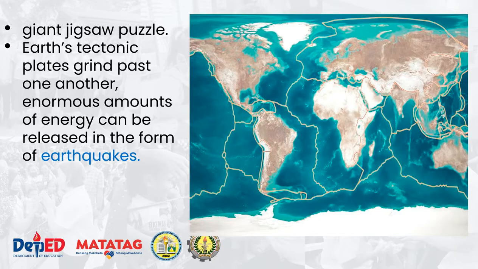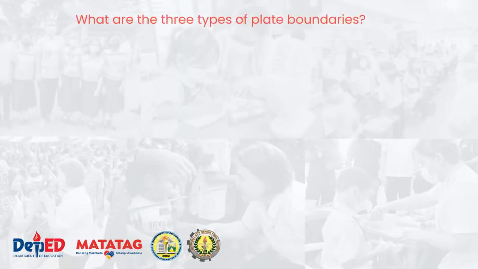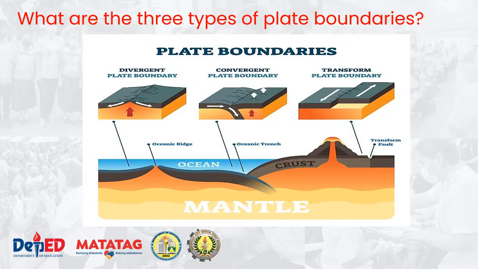Therefore, Earth really resembles a giant jigsaw puzzle. That is because its outer surface is composed of about 20 tectonic plates, enormous sections of the Earth's crust that roughly fit together and meet at places called plate boundaries. So, moving on. What are these 3 types of plate boundaries? We have the following: divergent plate boundary, convergent plate boundary, and the transform plate boundary. Earth's tectonic plates really do fit together, and of course, let's discuss each plate boundary.